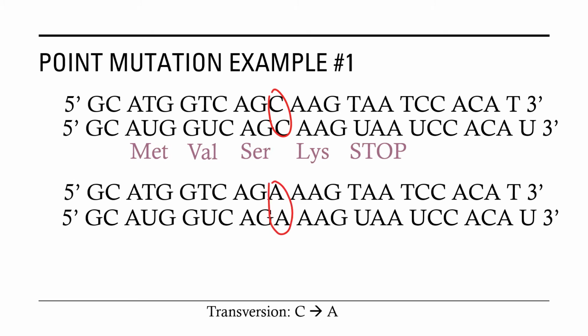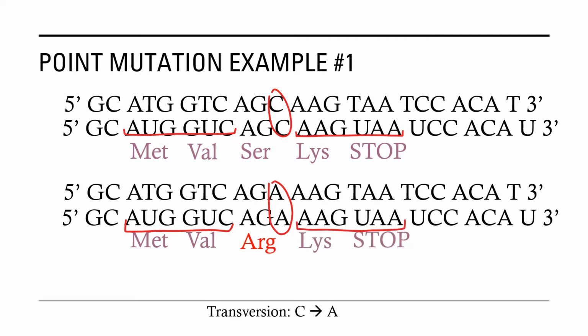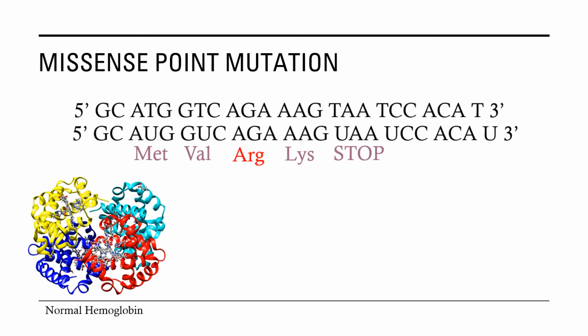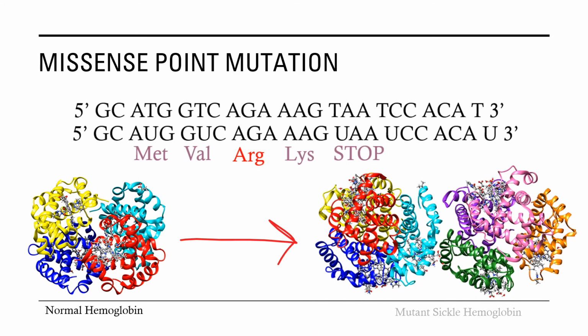The first two amino acids are the same, as the codons are identical. However, instead of serine, our third codon codes for arginine. The last two codons are the same, so we get lysine and stop. When a single base substitution causes a codon to code for a different amino acid, this is called a missense point mutation. If the original DNA sequence was a beta hemoglobin gene, a missense mutation could result in a misshapen hemoglobin protein that causes the disease sickle cell anemia.